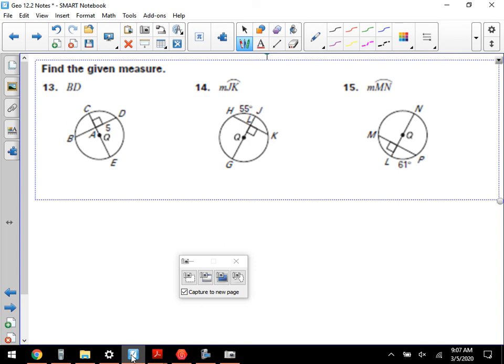Same thing goes for here. This guy's a diameter, it's perpendicular to a chord, which means it bisects the chord, which means what does it also do to the arc? It bisects the arc too. Makes both parts the same. So it gives you 55.